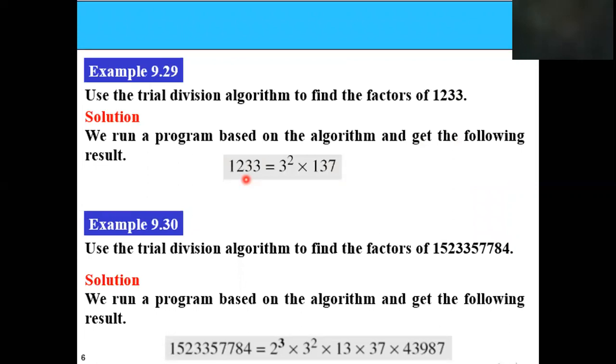Let us take some trivial examples. So 1233 can be written like this: p1 is 3, p2 is 137, and e1 is 2. Similarly, dear student, you can look over here, 15233577 can be written as a product of powers of primes.